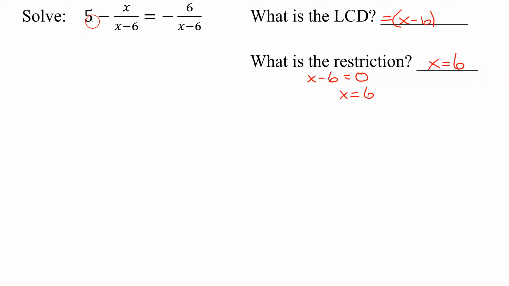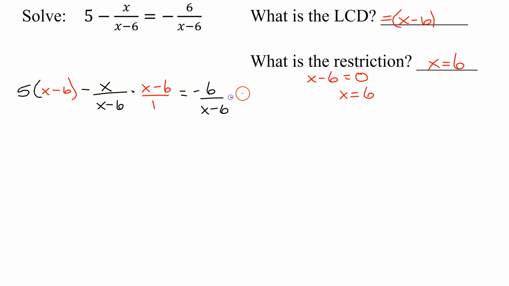So now let's solve our problem by multiplying each term, this one, and this one, by our least common denominator. So my first term is a 5, so I'm just going to multiply 5 by my LCD of x minus 6. Minus x over x minus 6. Multiply that by the LCD. Since this term is a fraction, I'm going to turn my LCD into a fraction by dividing it by 1. So that equals negative 6 divided by x minus 6 times my LCD of x minus 6 divided by 1.